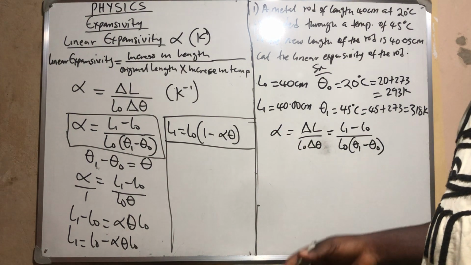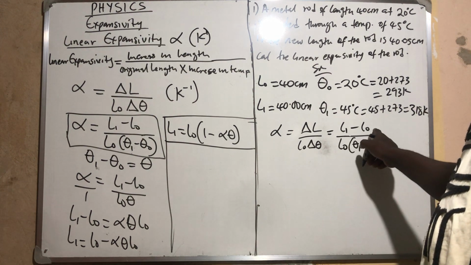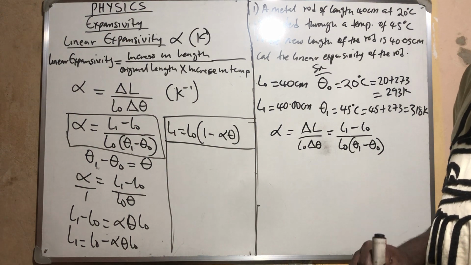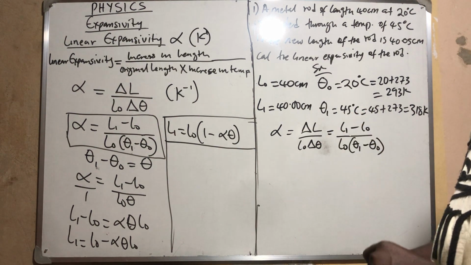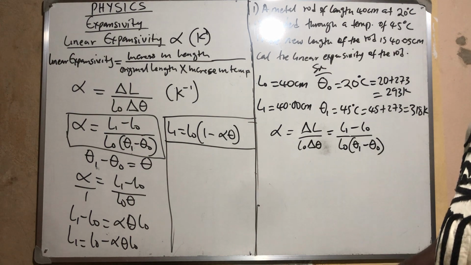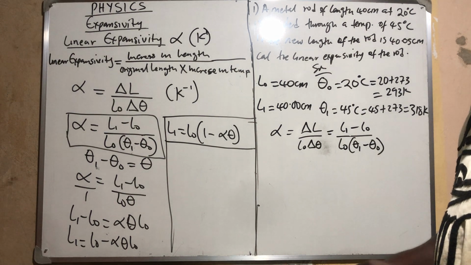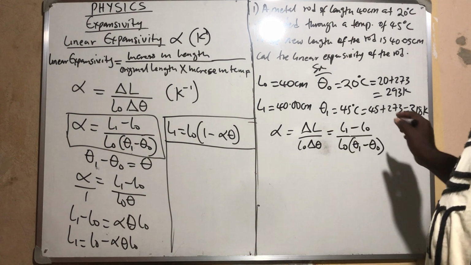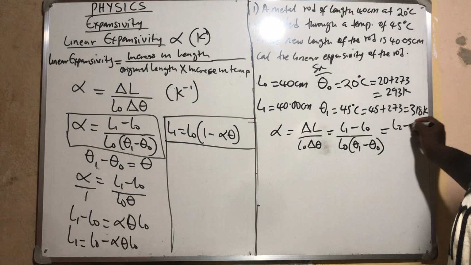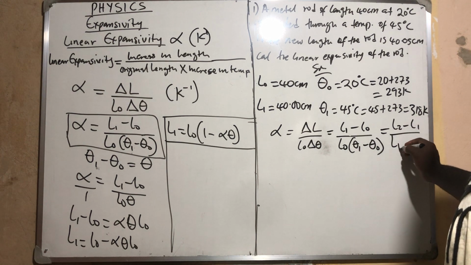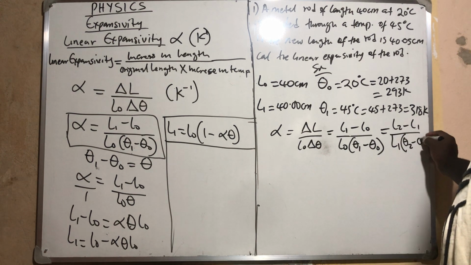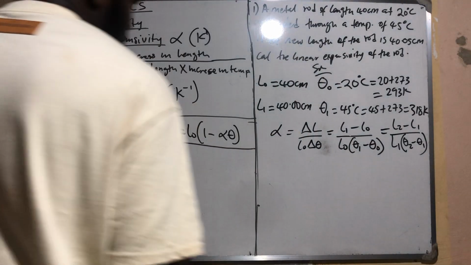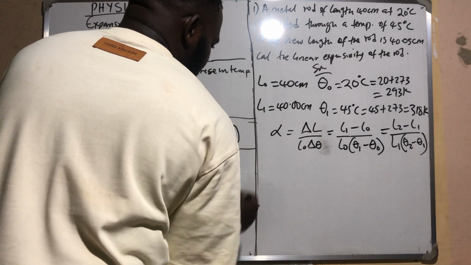Please note that some people use L1 and L2, where L1 is their own original length. So please don't be confused. If your own textbook or your lecturer is using L2 minus L1, use the same L2 minus L1. It's the same thing. L2 minus L1 all over L1, then in bracket theta 2 minus theta 1. It depends on what the person wants to use. Me, I like using L1 and L0.